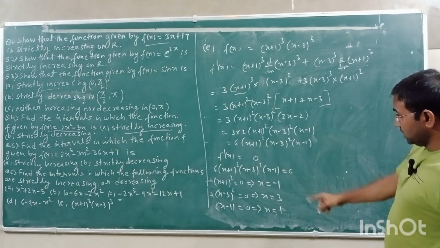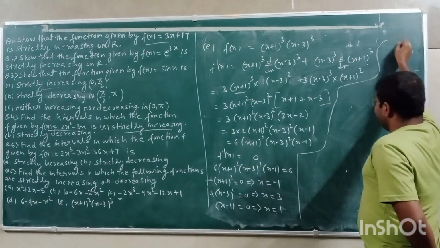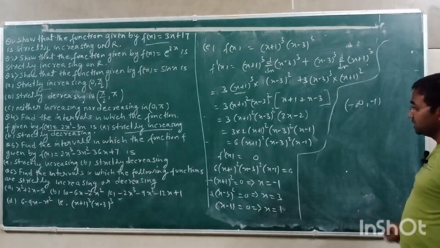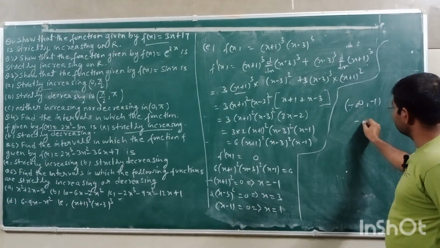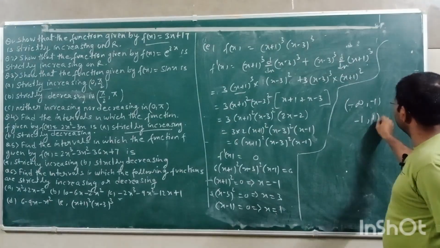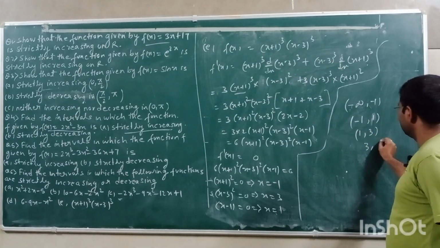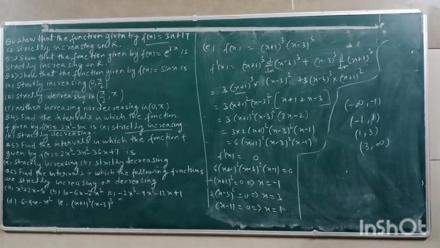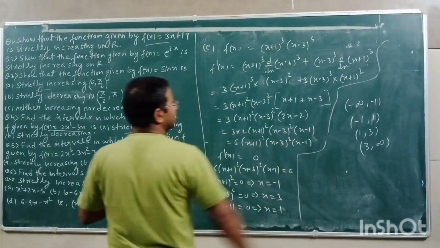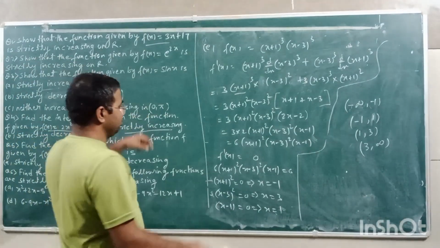So see here, from minus infinity to minus 1 is the first interval, then minus 1 to 1 will come, then 1 to 3 will come, then 3 to infinity will come, so there will be 4 intervals. It means we have to check whether the function is increasing or decreasing in each interval. So for writing the solution I have to erase this now. I hope you have noted it down.